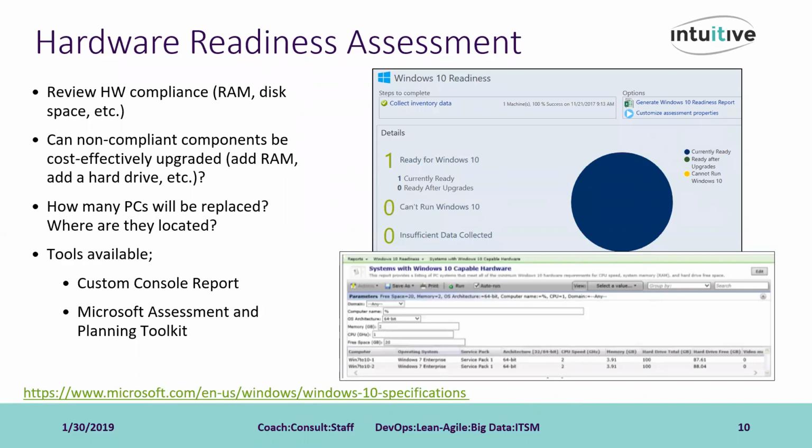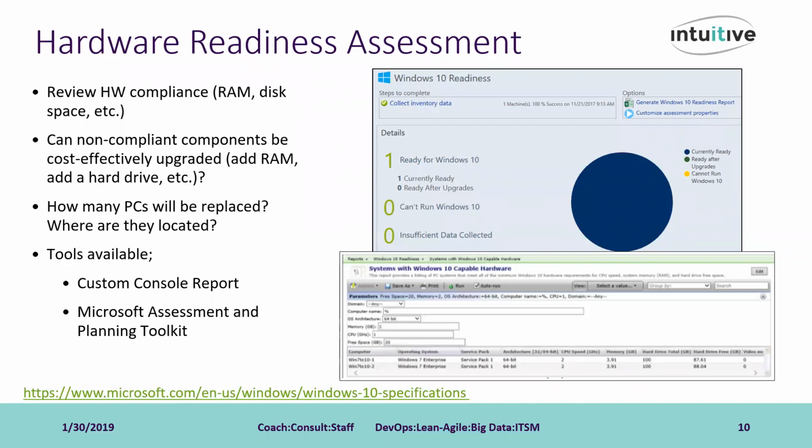Once that hardware assessment is complete, we can determine the quantity of computers that meet the requirements for Windows 10 as is versus where we'll need to upgrade. How many will require cost-effective upgrades such as RAM, hard disk replacement, and how many will actually need to be fully replaced as part of the migration activities.